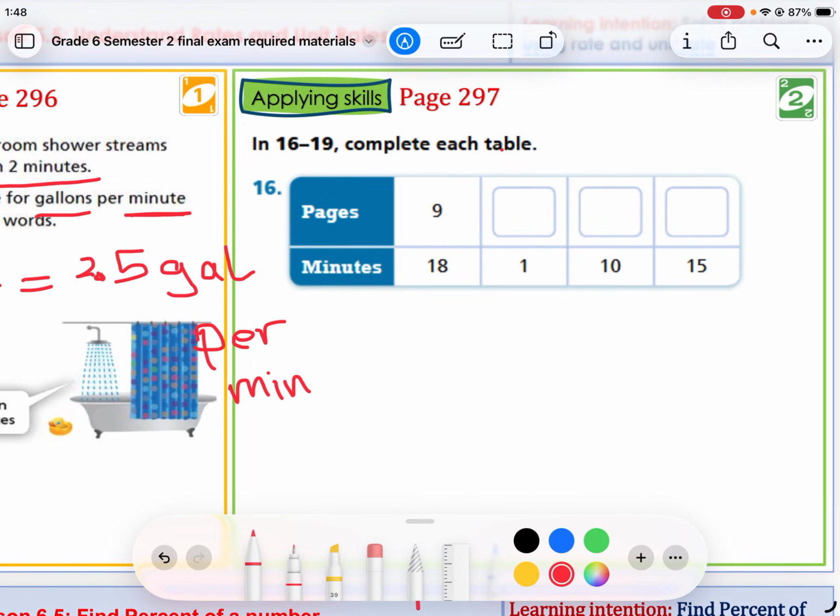Okay, so now moving on to the last part in lesson 5.5, how to complete the table. As you can see here, we have a table for pages and minutes. In 18 minutes, he reads 9 pages. We want to know in 1 minute how many pages he reads, in 10 minutes, and in 15 minutes how many pages he reads.